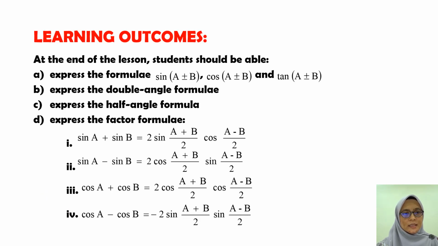Okay, so this is our learning objective. At the end of this lesson, you are able to express the formula for sine A plus minus B, cos A plus minus B, and tangent A plus minus B. Then express the double angle formula, express the half angle formula, and last one, express the factor formula. So there are 4 factor formulas here.